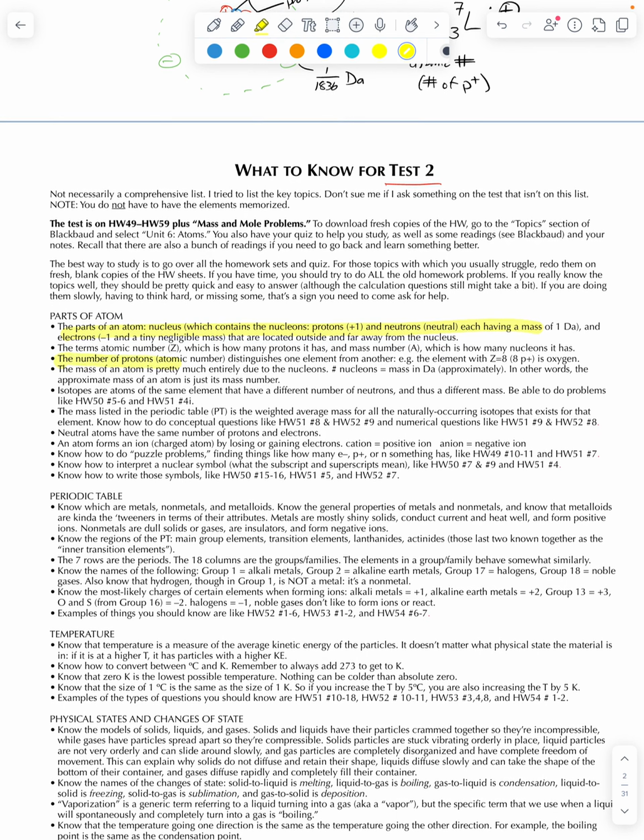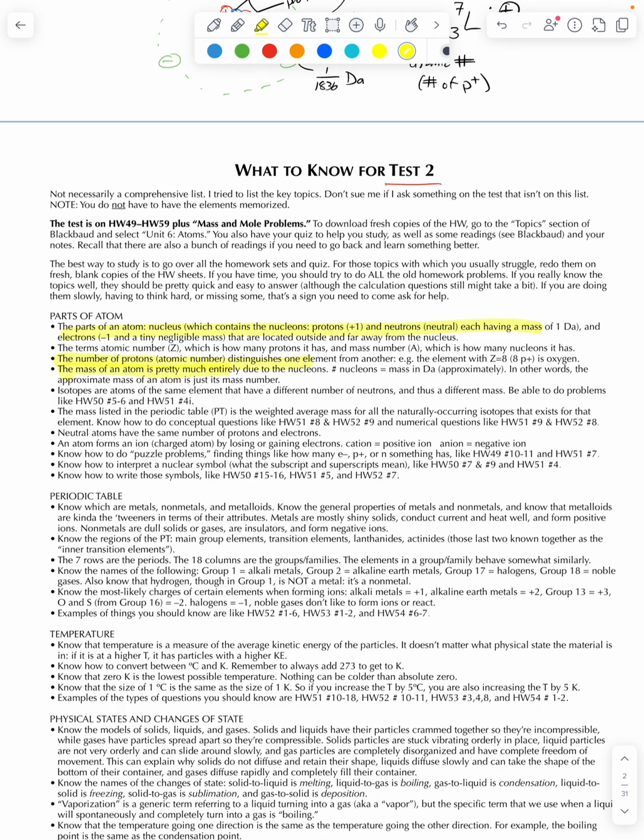The fact that the number of protons is what gives each element its individual identity. So the fact that something has 3 protons means it's lithium, or something that's lithium means it has 3 protons. So that's kind of what gives each atom its own special flavor, is how many protons it has. I already kind of covered that the mass is pretty much due to the nucleons.